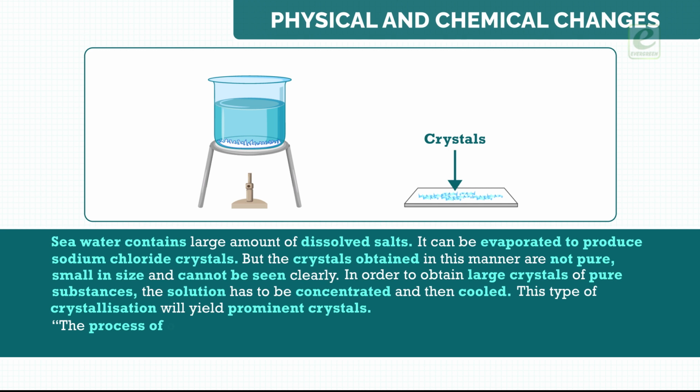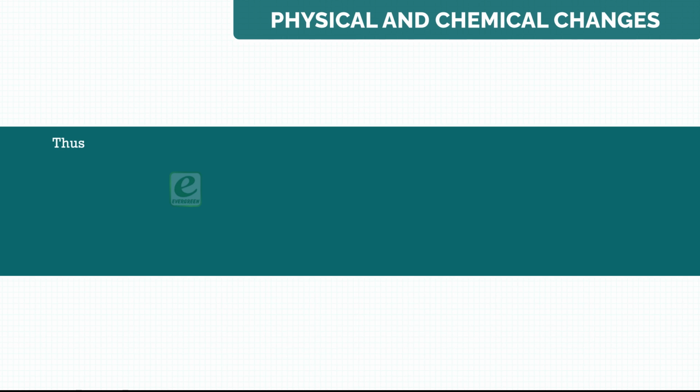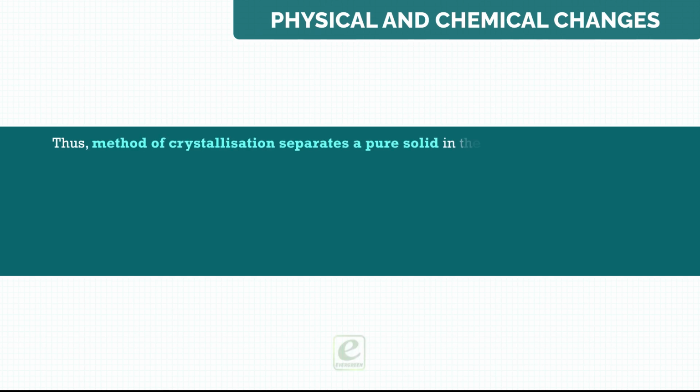The process of obtaining large crystals of pure substance from a concentrated solution is known as crystallization. Thus, the method of crystallization separates a pure solid in the form of its crystals from a solution.